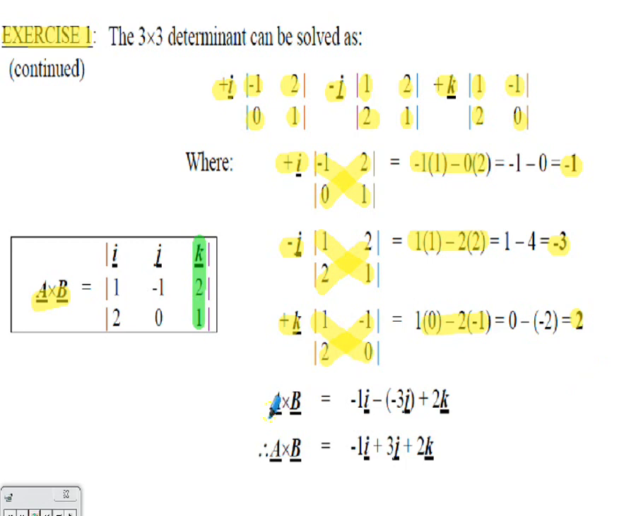So from above, the A cross B vector product will be minus 1i minus a minus 3j, again notice that negative we've got to carry through, plus a 2k. So just tidying that up, A cross B is minus 1i plus 3j plus 2k.